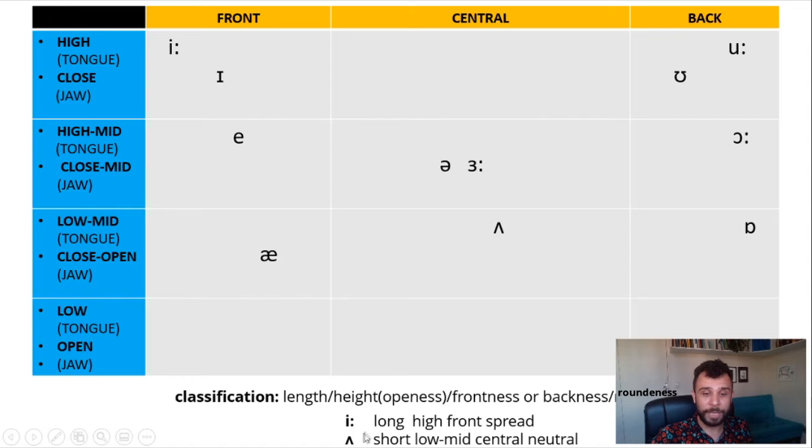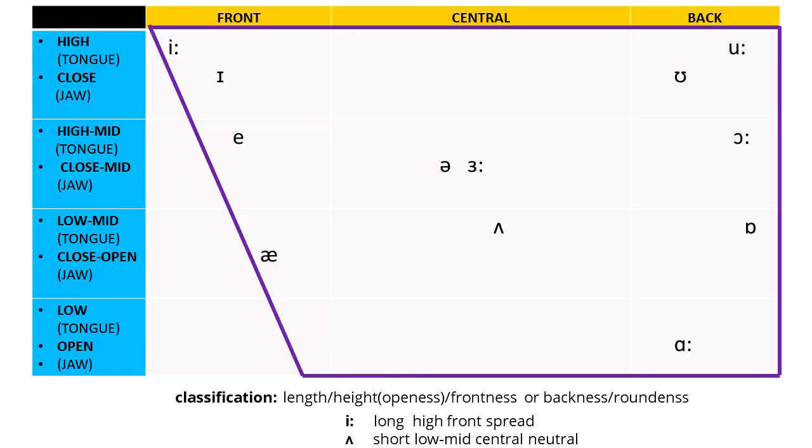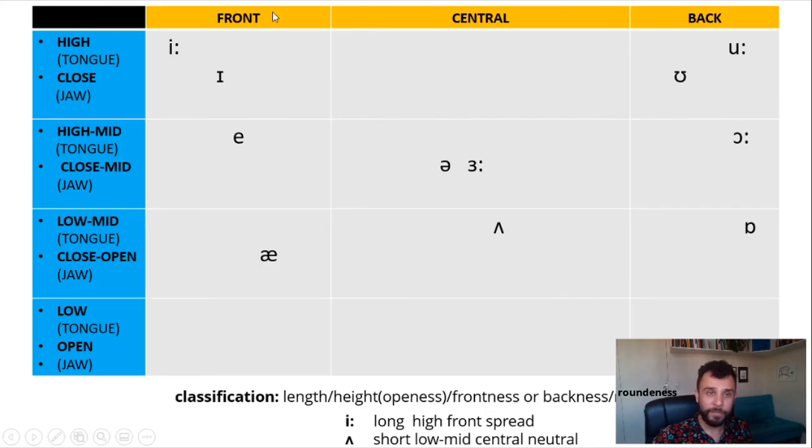Look at this sound here. This is a short vowel. It is a low mid vowel. It is low, right? But there are some other sounds that are lower. So it is a low mid vowel. It is central in terms of frontness or backness, and my lips are neutral.